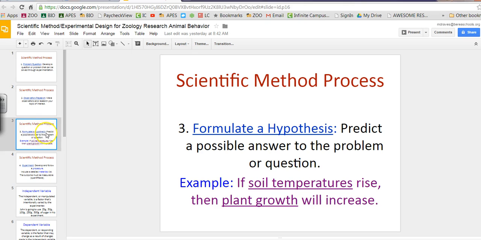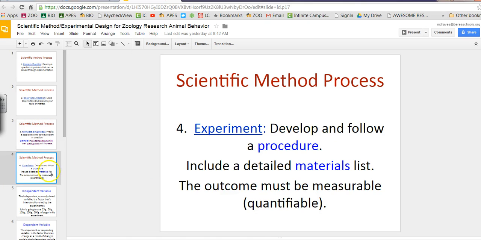So another example other than the crayfish is that if soil temperatures rise, then plant growth will increase. Okay, so when you guys state your hypothesis, you need to do an if-then statement. Okay, when you formulate your hypothesis. So if benthic bottom changes, then crayfish activity will increase. Okay, something like that. And then you experiment.